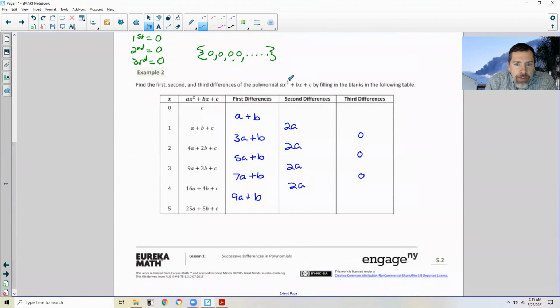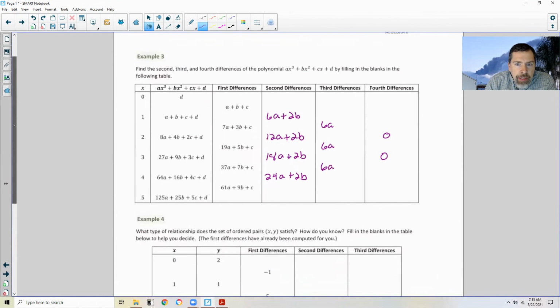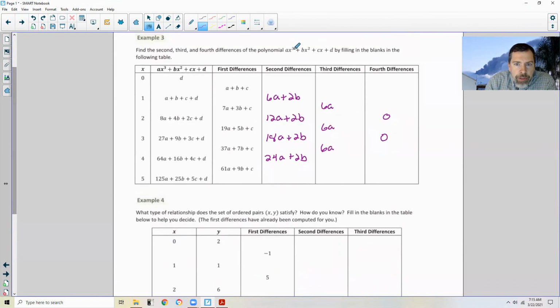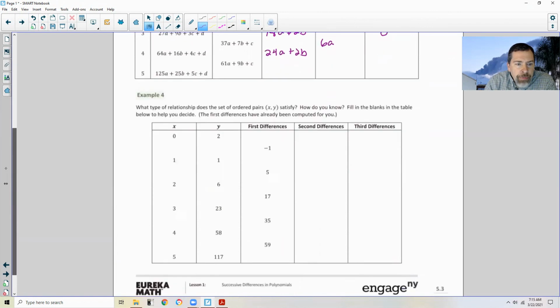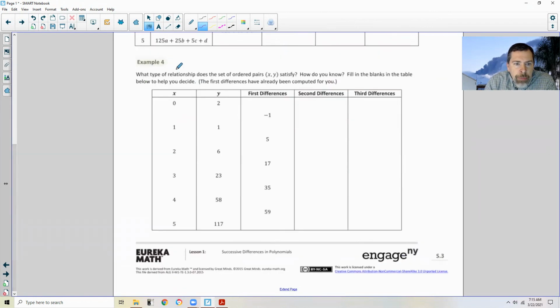A quadratic is degree 2, so it's the third difference that was 0. And then we did a cubic, degree 3, and it took us 4 differences to get to 0. So there's a pattern there. So if it was ax to the fourth, then it would be the fifth difference. That would be 0.